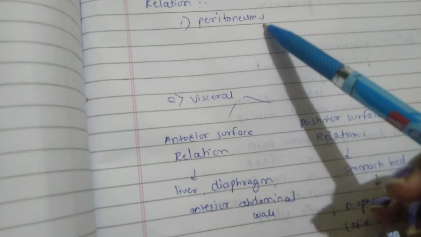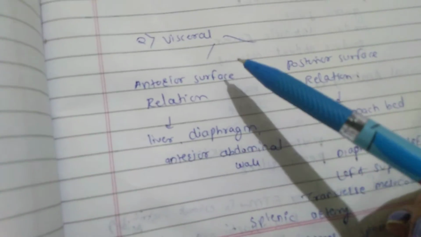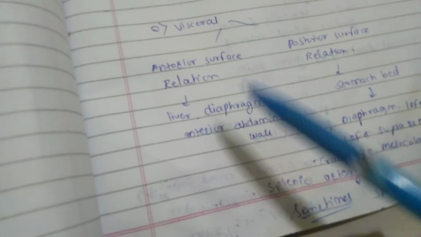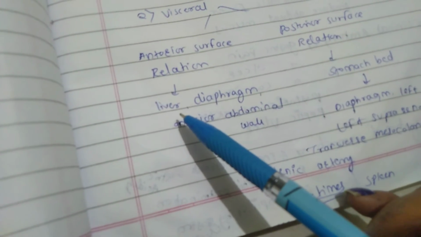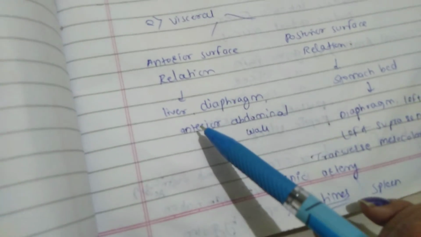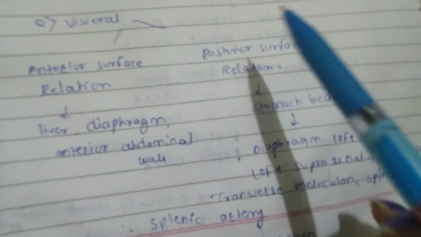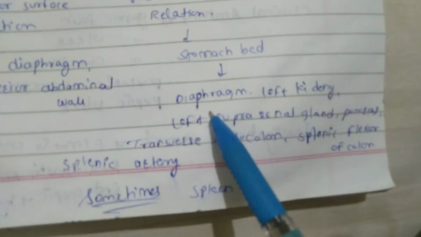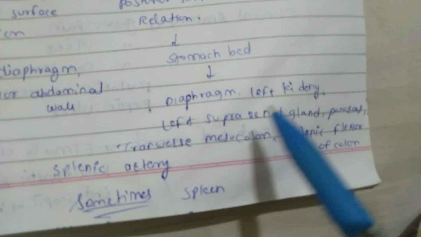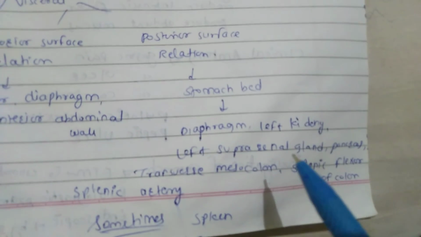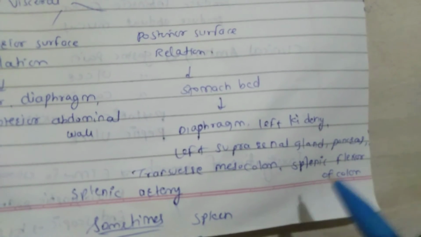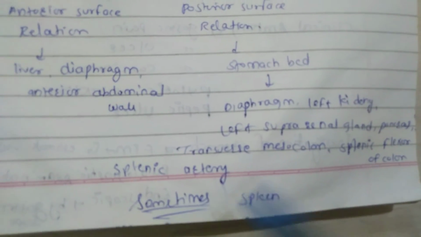Now the relations: it contains two relations, peritoneal and visceral. Now the visceral relations: anterior surface relation and posterior surface relation. The anterior surface relation includes the liver, diaphragm and anterior abdominal wall. The posterior surface relation is also known as the stomach bed. It contains organs like the diaphragm, left kidney, left suprarenal gland, pancreas, transverse mesocolon, splenic flexure of colon, splenic artery and sometimes the spleen.